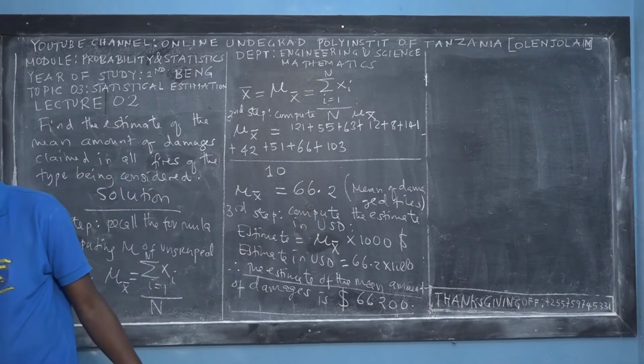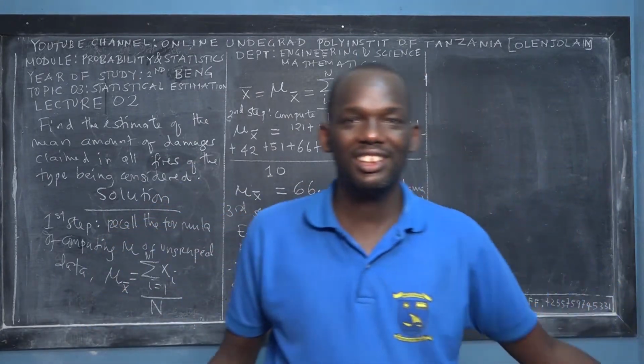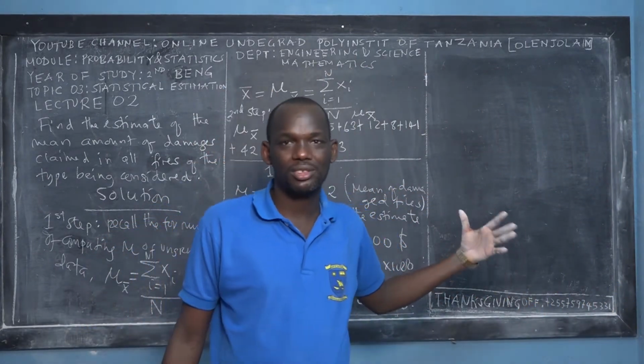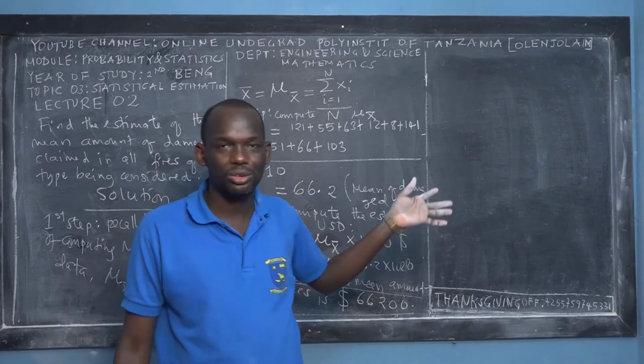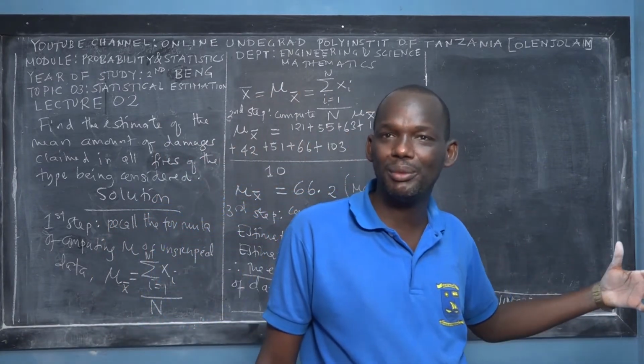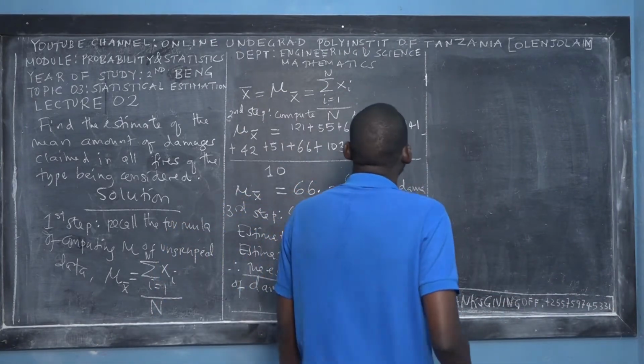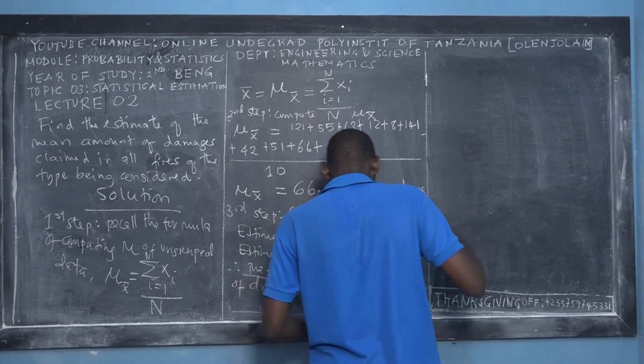So that is all about point estimation. That's what you have to know about point estimation. Many other problems will be similar to this one. So you just see and identify that this is the point estimation about the population mean, you solve and then you move. So we go to the next second concept.